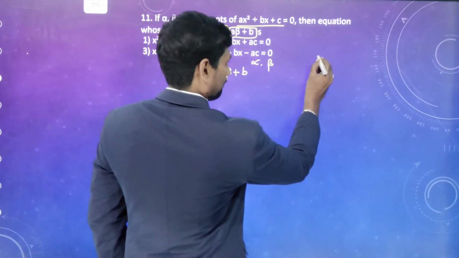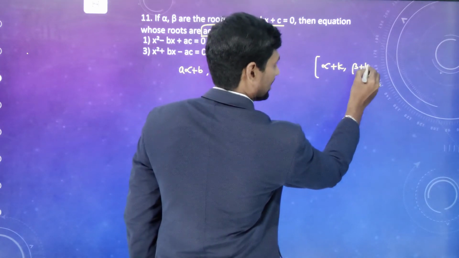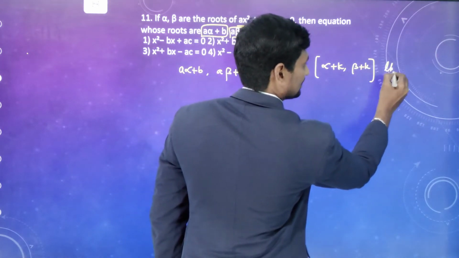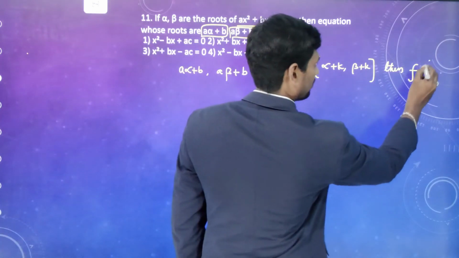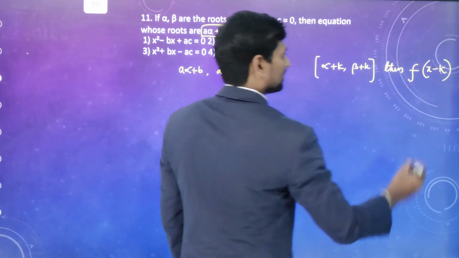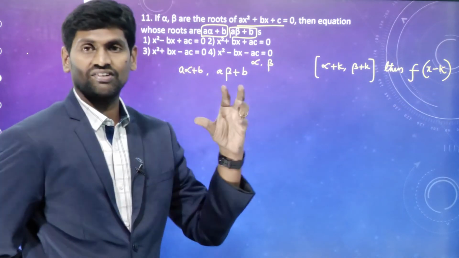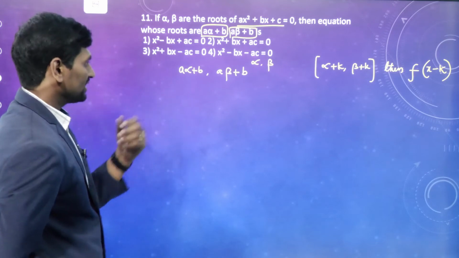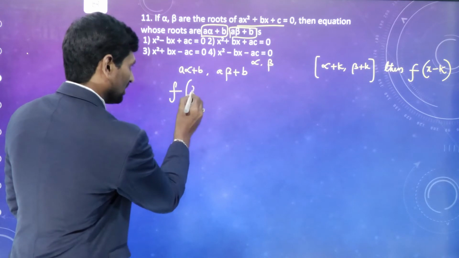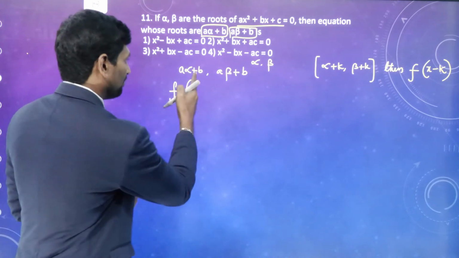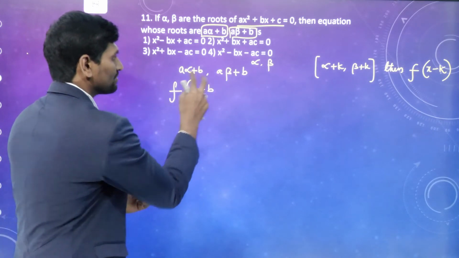So actually, when we have the alpha plus k and beta plus k are roots, then the quadratic equation is, what is the quadratic equation? F of x minus k. That means that plus k we need to transpose that set. That means inverse operation of plus k, minus k we have to take. In same way, what is the condition here? X, yeah, plus b transpose that set minus b. So x minus b. But here both sides a is multiplying.